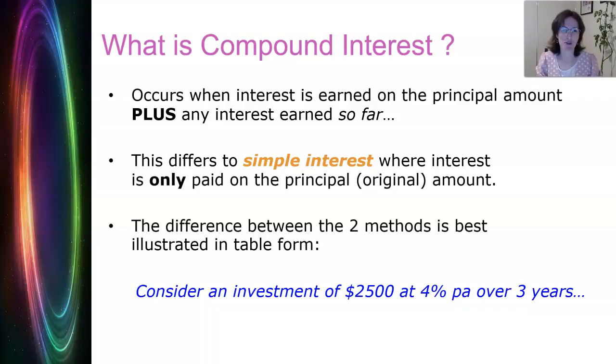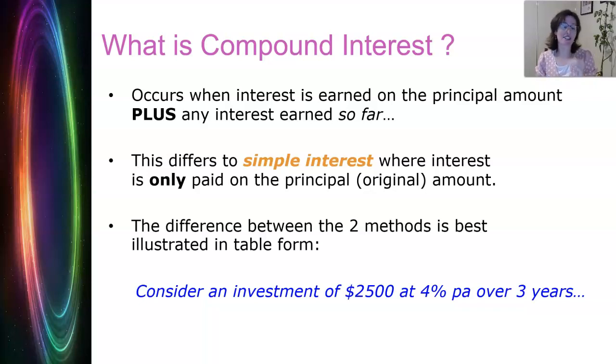So let's have a look, read through what we've got on the screen here. It occurs when interest is earned on a principal amount, which we've talked about already back in the simple interest video, plus any interest that's earned so far. So it's not just calculated once, it's compounding and calculated multiple times, as is written there. And then the difference between the two methods is best illustrated in a table, which we're going to do.